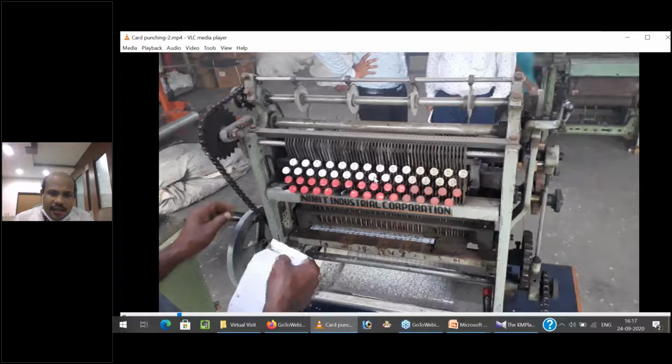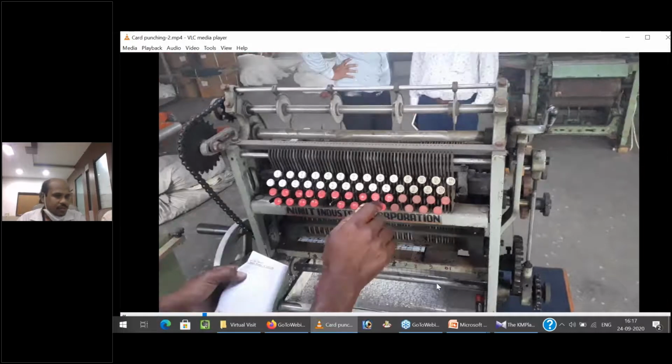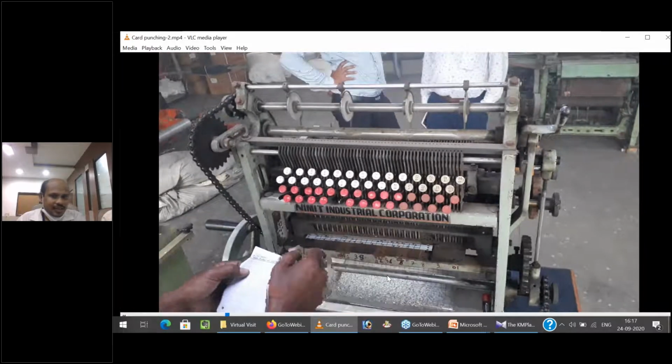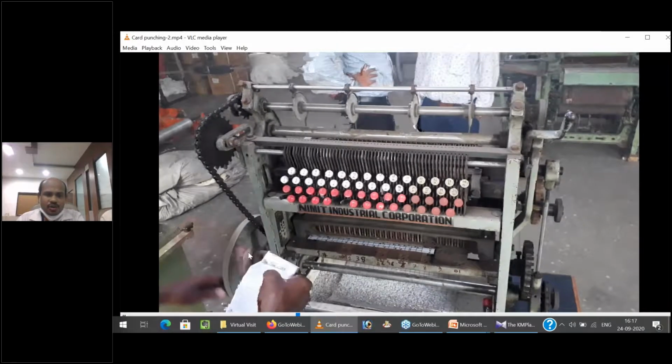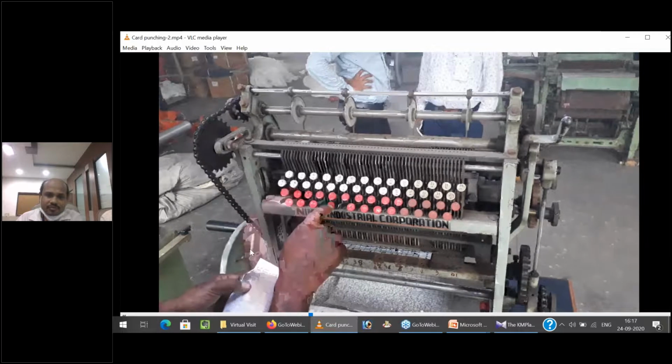See, the hooks are there. Different hooks are there. From the design paper, we are just punching those switches, and it is actually punching on the cards. Okay. So it's the next step.